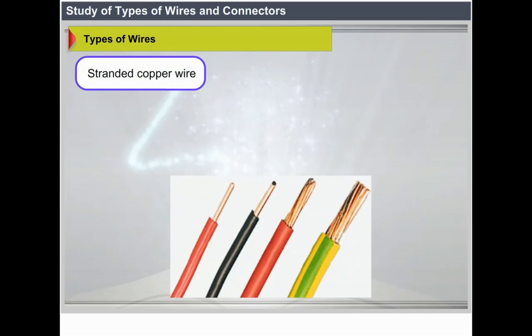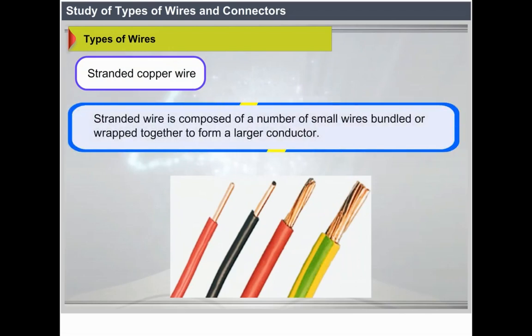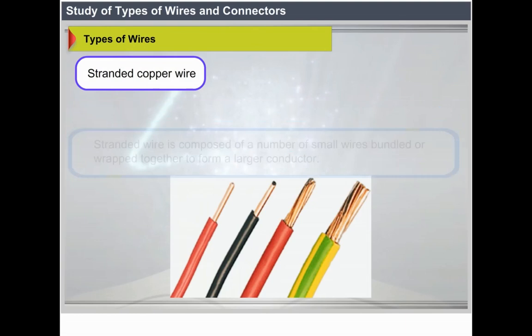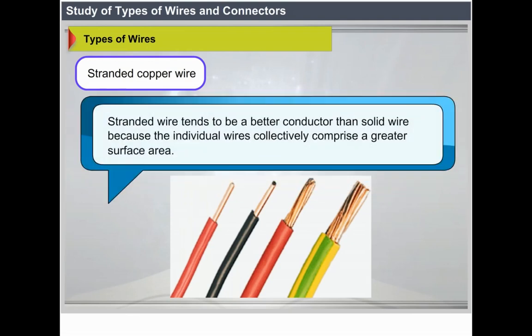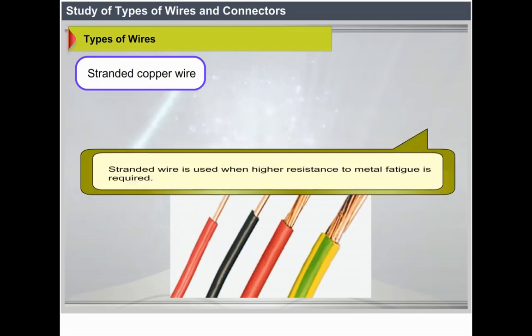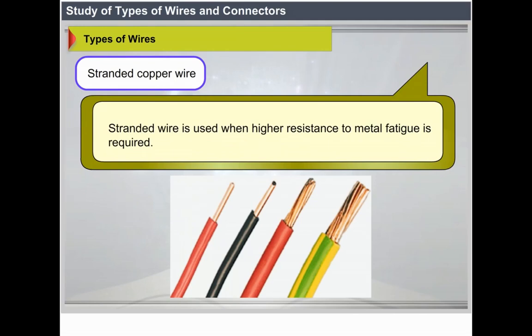Stranded copper wire. Stranded wire is composed of a number of small wires bundled or wrapped together to form a larger conductor. Stranded wire is more flexible than solid wire of the same total cross-sectional area. Stranded wire tends to be a better conductor than solid wire because the individual wires collectively comprise a greater surface area. Stranded wire is used when higher resistance to metal fatigue is required.